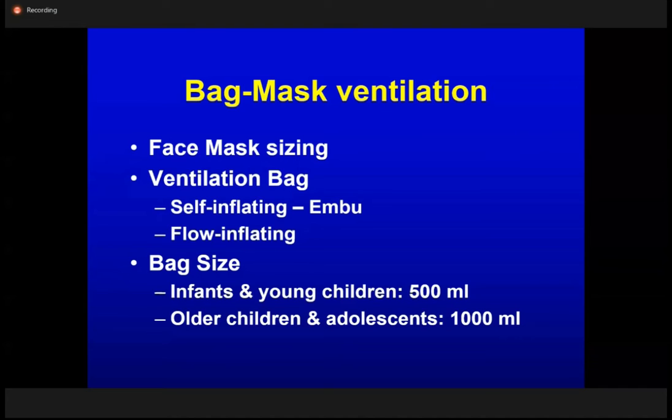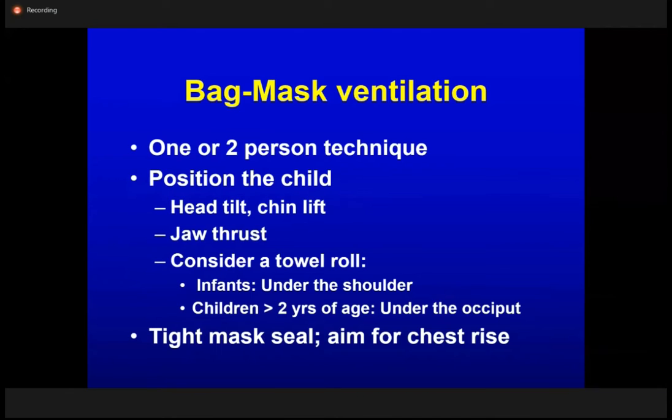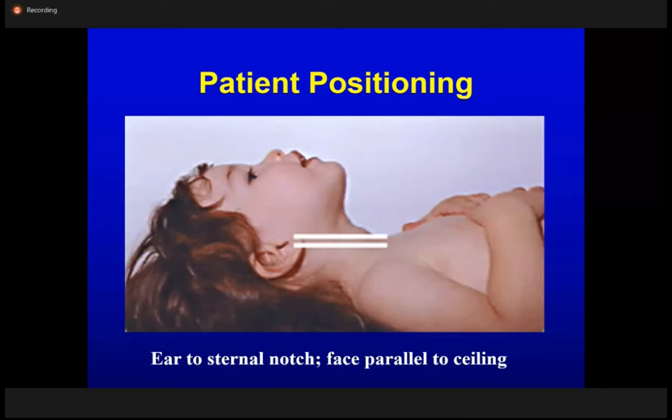Bag valve ventilation, just in brief, you want to do the face mask sizing. Remember, in children, that is the disadvantage. You can't just use a standard face mask. There are two kinds of ventilation bags, self-inflating and flow-inflating. We have to become familiar with whatever modality we have in our emergency department. The bag size is 500 ml for infants and young children and 1000 ml for older children and adolescents. You have the 1 or 2 person technique. You want a tight mask seal aiming for chest rise. That is the bottom line.